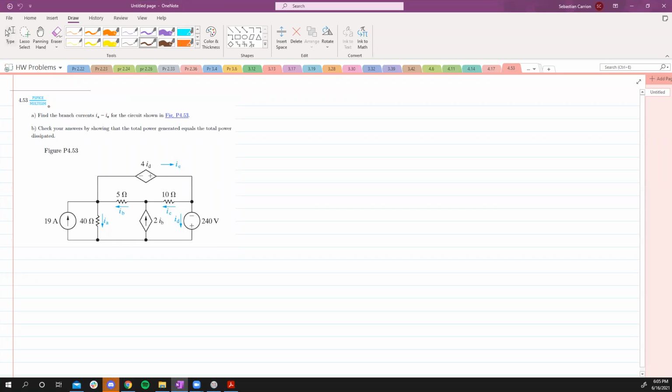Okay, so problem 4.53 says find the branch currents IA through IE, and then it wants us to show that the total power generated equals the total power dissipated. So let's go ahead, and I'm going to solve this using the universal method. Let's go ahead and label this.